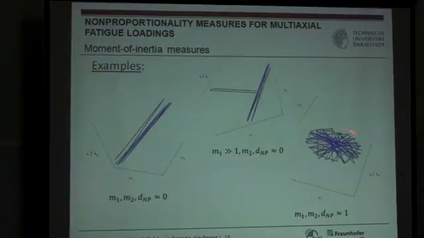And now the tensor path of this kind is largely non-proportional, so it goes in all possible directions, and we imagine that it's like covered by a circle, and all these measures, all these relations are near 1. So that's how these three measures work.